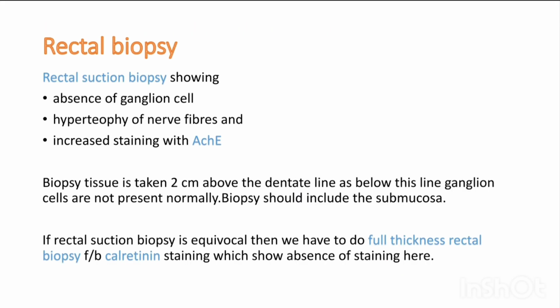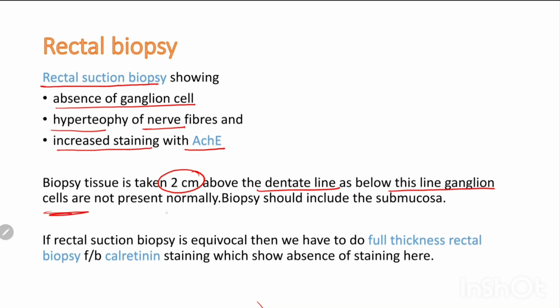Rectal suction biopsy is the gold standard test for diagnosis of Hirschsprung disease. If we do rectal suction biopsy, we can find absence of ganglion cells, hypertrophy of the nerve fibers and nerve roots, and increased staining with acetylcholinesterase. Biopsy is taken 2 cm above the dentate line. Why 2 cm above the dentate line? Because below the dentate line, ganglion cells are normally absent, and biopsy should include the submucosa because Meissner's plexus is present in the submucosal layer.